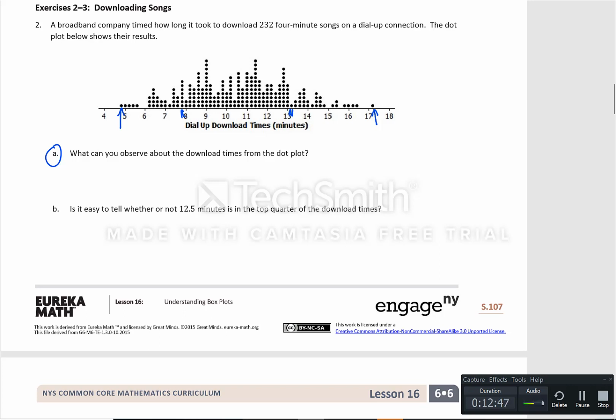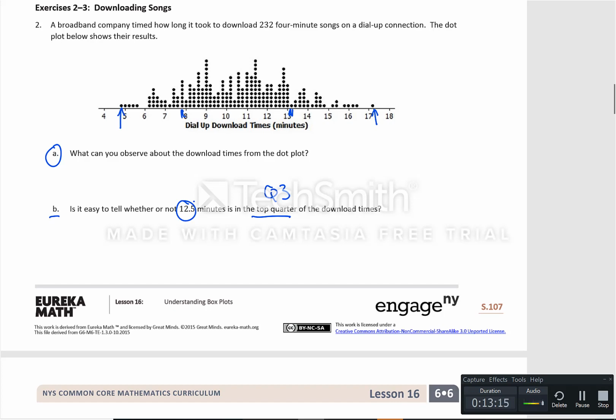So question B says, is it easy to tell whether or not 12.5 minutes is in the top quarter of the download times? So remember, it's that top quarter. So that top quarter refers to Q3. So do you think it's above that Q3 value? And just by looking at it, I cannot tell.